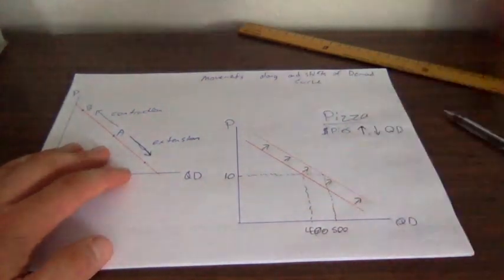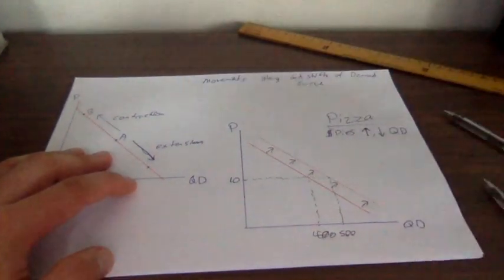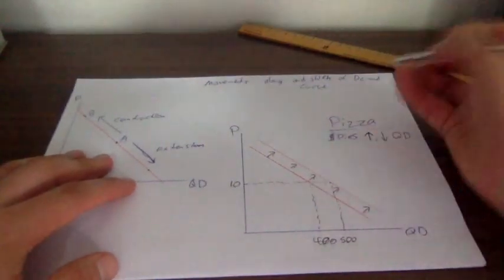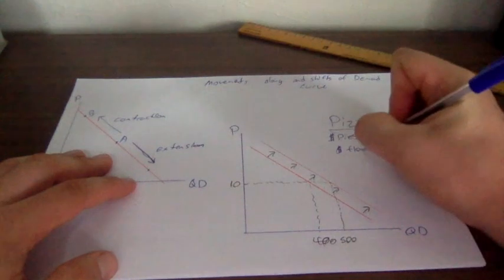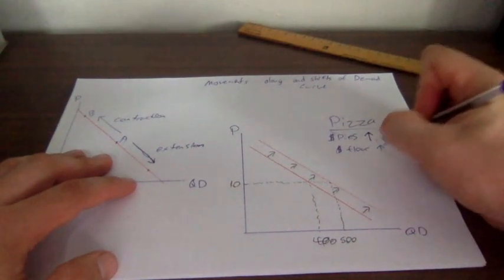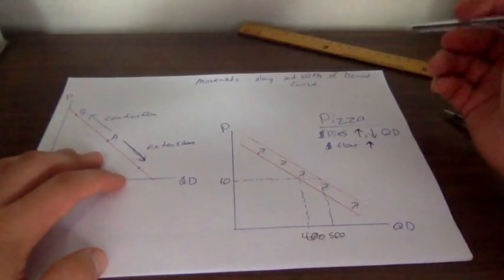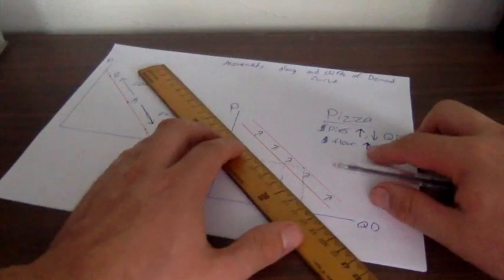All right. So say for the next example, the price of raw materials, say flour, is increased. What this will do for us is send this the opposite way.